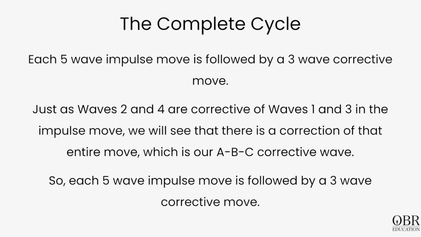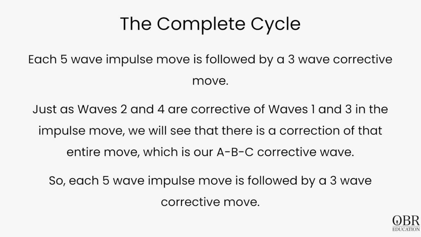Now that we know about the first 5 waves, the impulsive or motive move, let's go over the complete cycle. Each 5-wave impulse or motive move is followed by a 3-wave reactionary or corrective move, just as waves 2 and 4 are corrective waves of waves 1 and 3 in the impulse move. We're going to show you a visualization, so bear with us for a second. There is a correction of that entire move, which is our ABC corrective wave. Very distilled, a 5-wave move is followed by a 3-wave corrective move, which usually goes in the opposite direction of the trend.